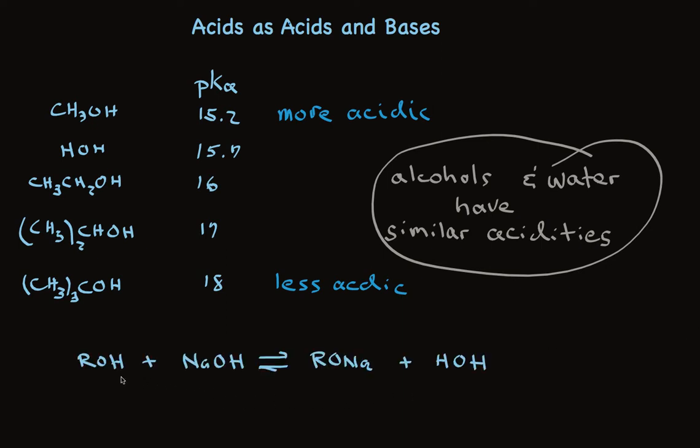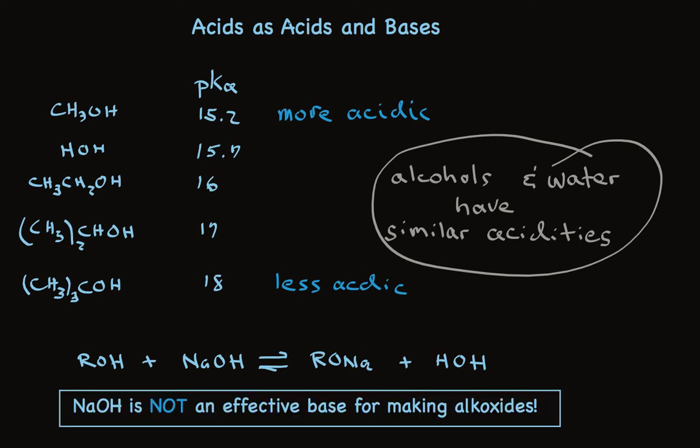And because these guys have similar acidities, alcohol and water, this is going to be a true equilibrium with significant amount of both alcohol and water on each side of the equilibrium, which means using sodium hydroxide is a very poor way to make alkoxides. We're going to have to look for a base that's much stronger than NaOH, so we can shift the equilibrium all the way to the right if we want to prepare sodium alkoxides.